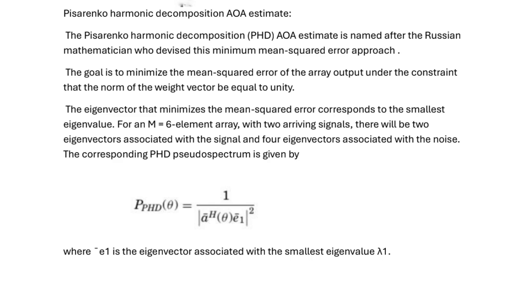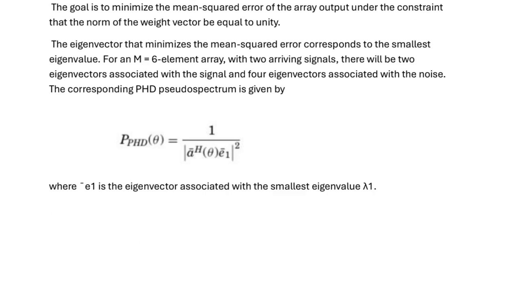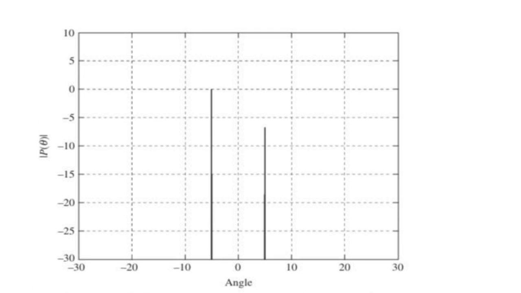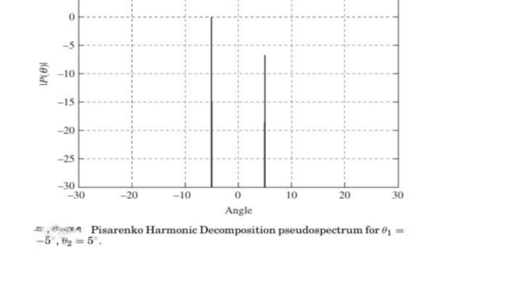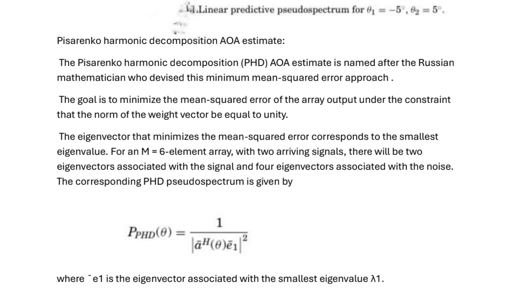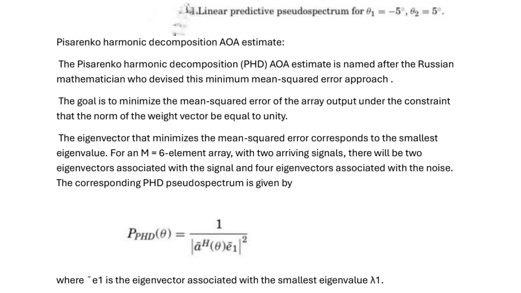The corresponding pseudo spectrum is given by 1 divided by the modulus squared of a Hermitian of theta times e1 vector. Here this e1 is nothing but the eigenvector associated with the smallest eigenvalue lambda 1. Now, for this Pisarenko harmonic decomposition spectrum, this is the spectrum for theta 1 up to theta 2. We are using it to minimize the mean square error of the array output, and also we have to make the weight vector unity.